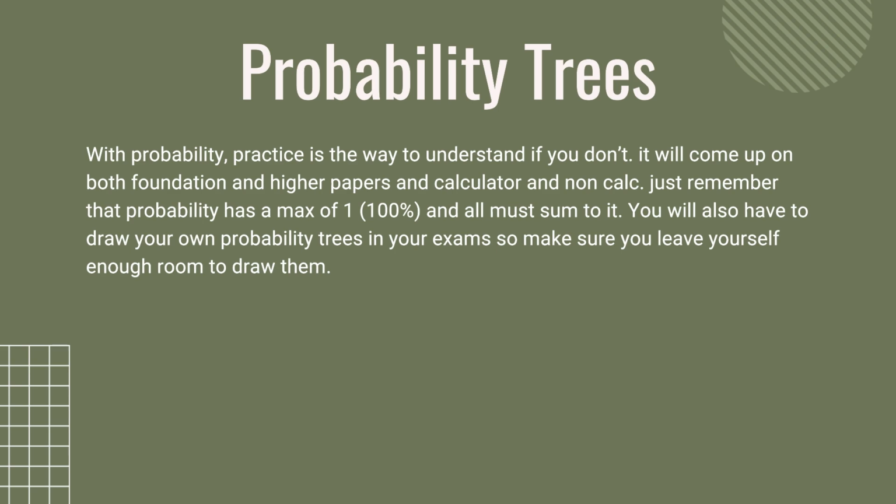Just remember that probability has a max of 1 or 100%, and all must sum to it. Say if you've got one probability which is red, which is 5 over 9, the only possible other one if you're dealing with 2 is going to be 4 over 9. It's going to have to sum to 9 over 9, and if it doesn't, then something's gone wrong.